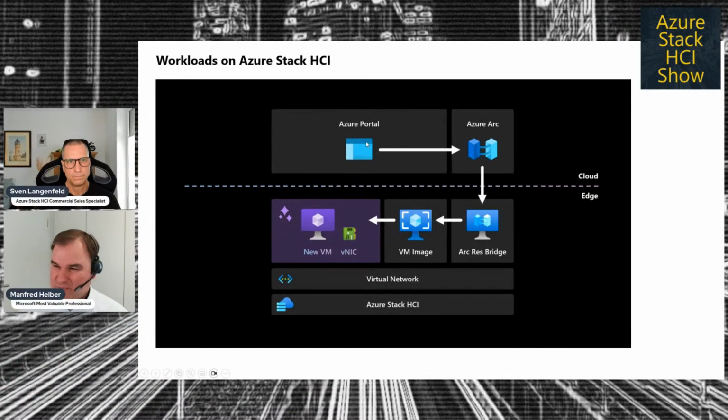And this is where I want to spend a few minutes to talk, because we started in the Azure portal. So the steps we have seen with the user Manfred were triggered in the Azure portal. Actually, the Azure portal is creating the Azure Resource Manager template and is sending this via Azure Arc to the local Azure Arc resource bridge. The local Azure Arc resource bridge will use this information to deploy, based on a virtual machine image, this new virtual machine with a new virtual NIC.